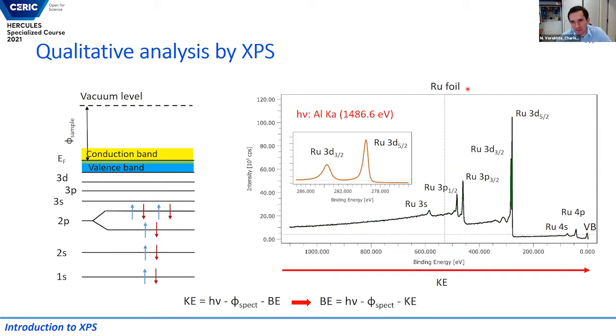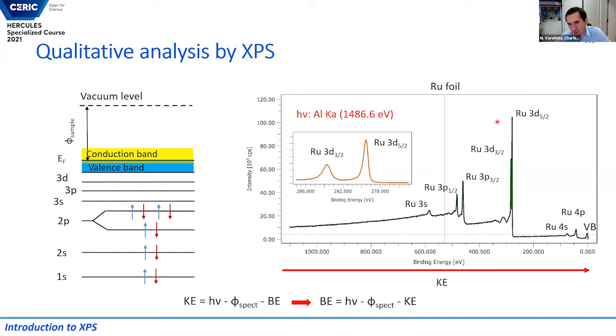For example, this is the spectrum of a ruthenium metallic foil, and you see only peaks related to ruthenium, of course. But if there were oxygen or other elements present on the surface, you would see other peaks. First you usually measure the survey or wide scan, which quickly tells you what elements you have there, and then you measure special regions of interest in detail.